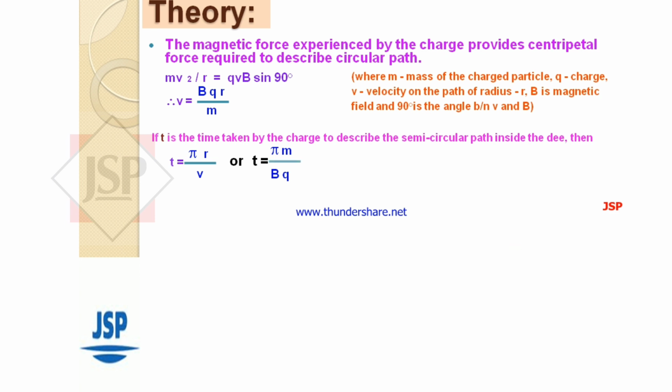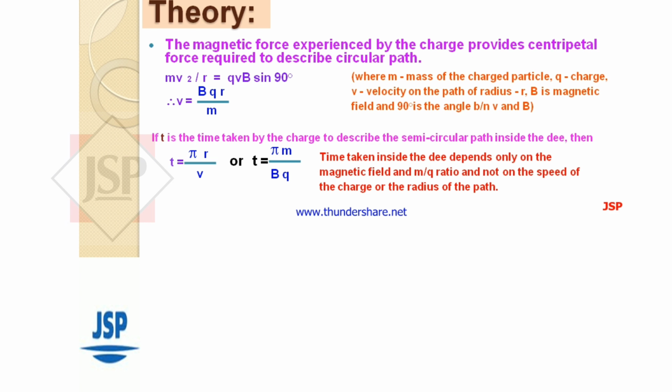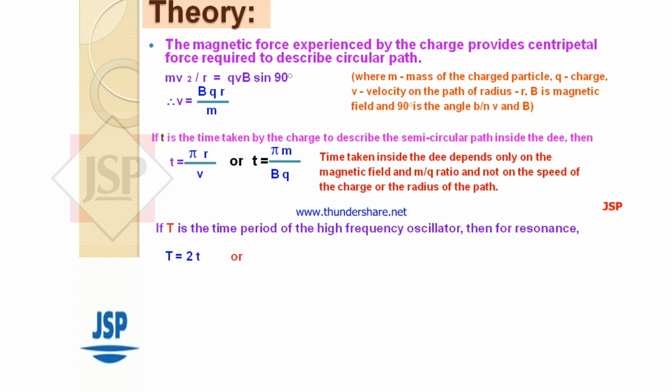If T is the time period of the high frequency oscillator, then for resonance T = 2t, or T = 2πm/Bq. If f is the frequency of the high frequency oscillator, the cyclotron frequency, then f = Bq/2πm.